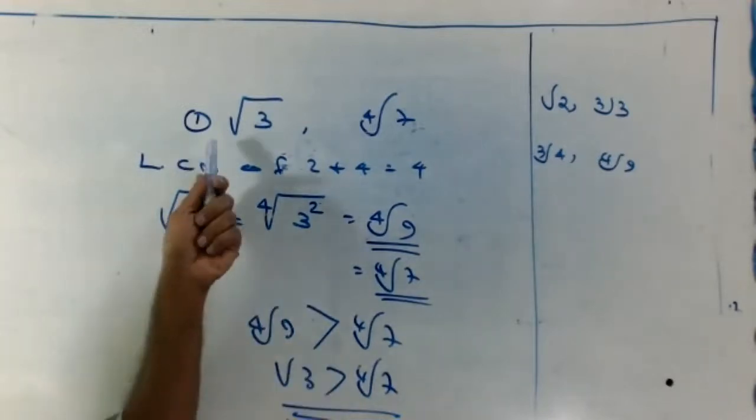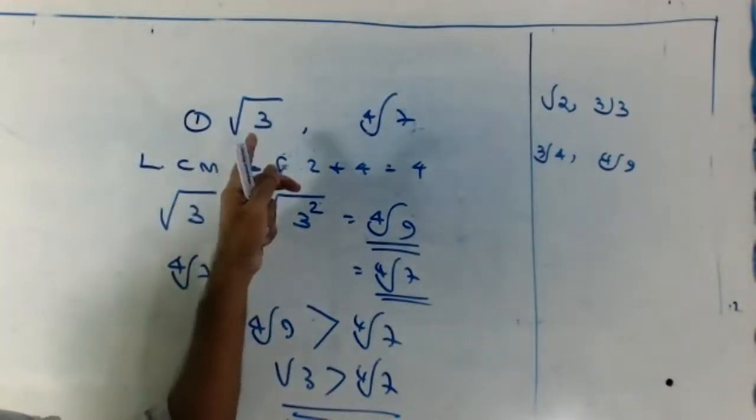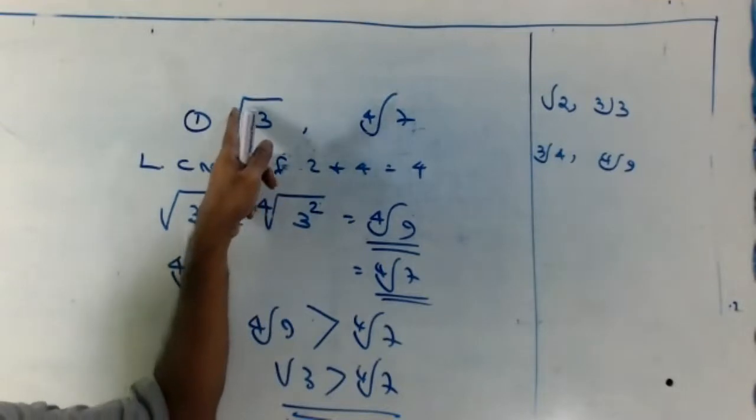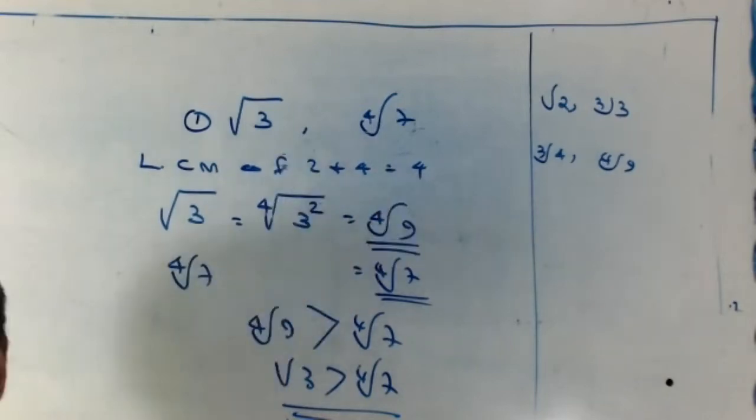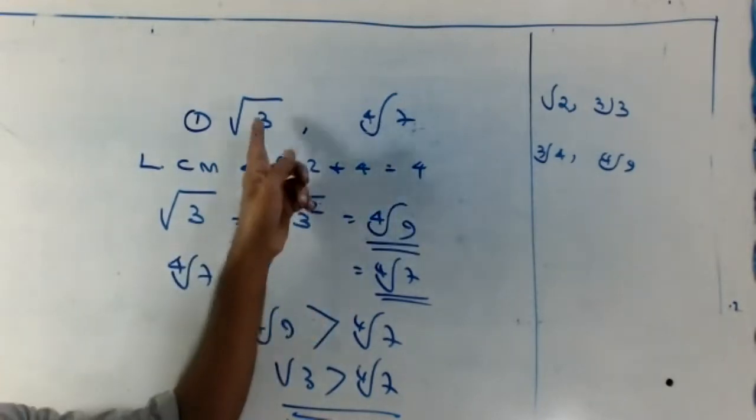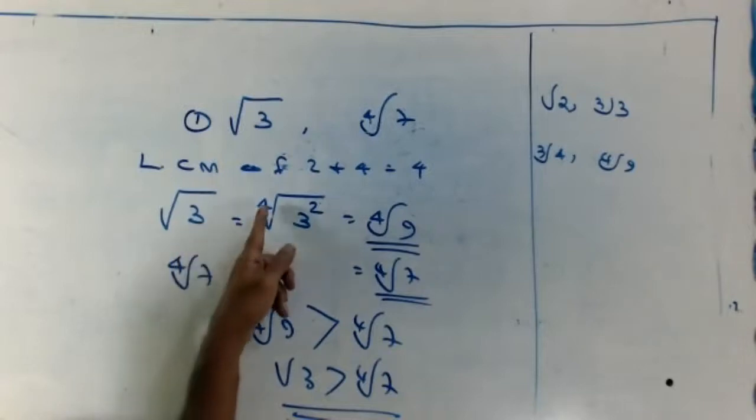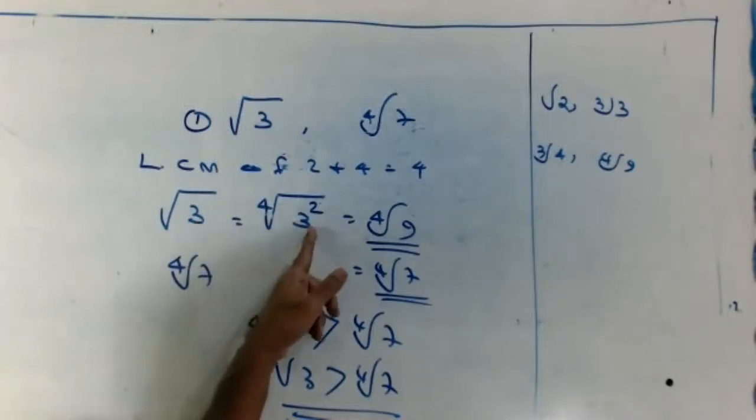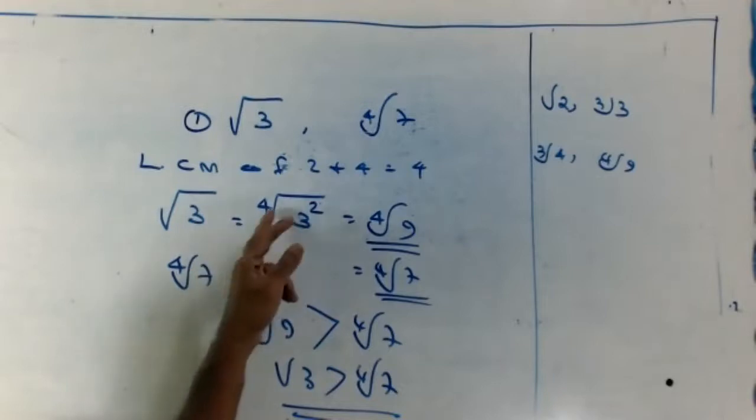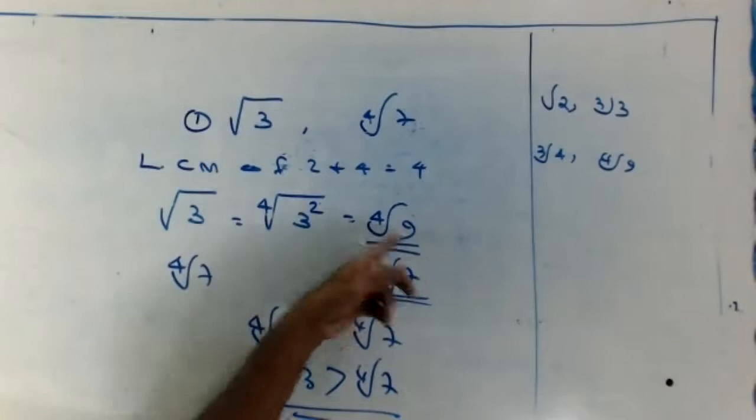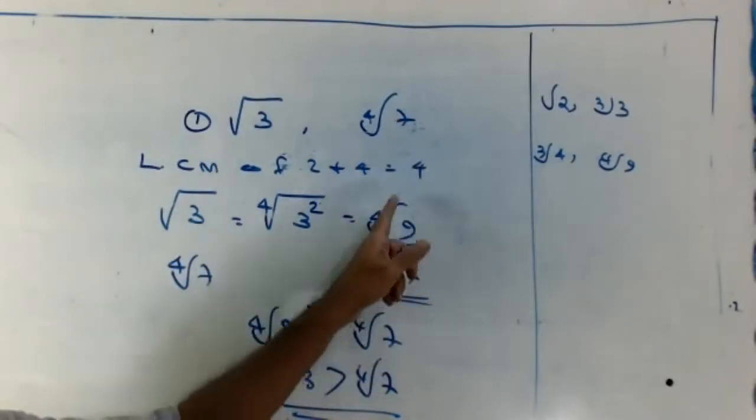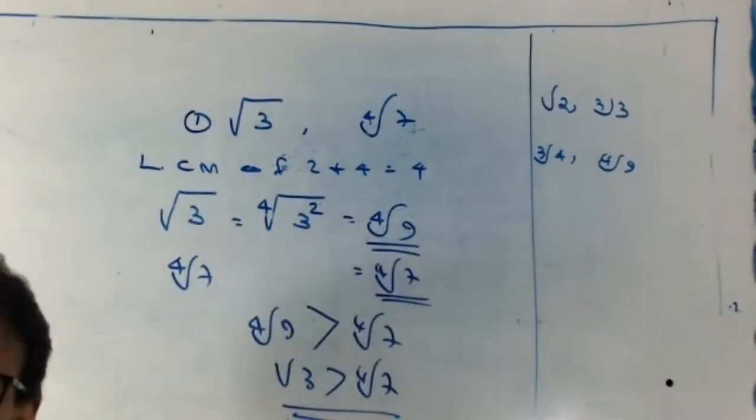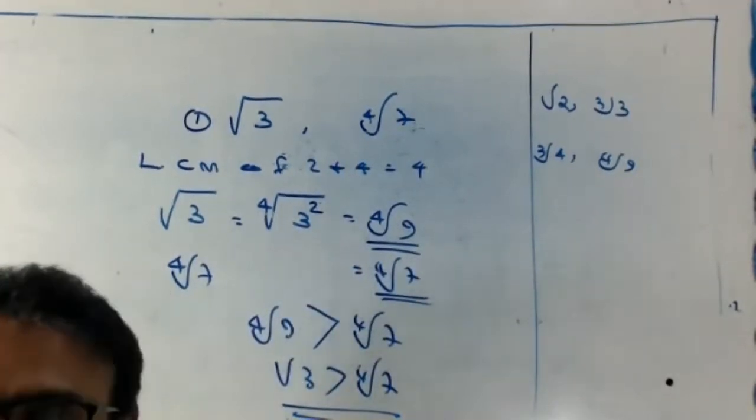Explain what? First of all, look at here. First of all, you find the LCM. This order is 2, this order is 4. So LCM is 4. Then take this number, root 3. We change the order to 4. Same 3 here. 4 divided by 2 is 2. 3 square is 4th root of 9. Similarly, 4th root of 7, nothing to do. So same order, this is greater. Clear now? We'll see the next one.